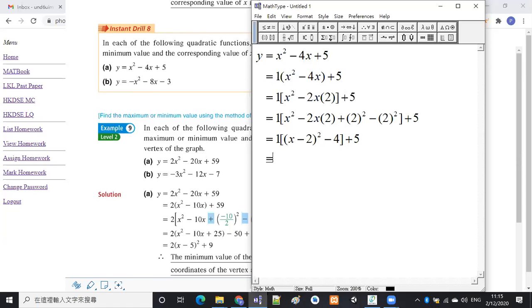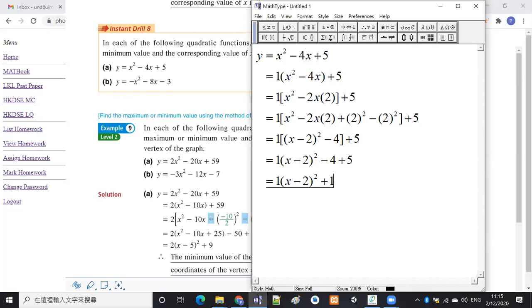And then we will multiply the 1 back into the square bracket. So 1 times (x minus 2) squared, and then minus 1 times 4, and then plus 5. Finally, we will simplify the constant term outside the bracket. Okay, and then it will be 1 times (x minus 2) squared, minus 4 plus 5 will be plus 1. Okay, and now the method of completing square is completed.